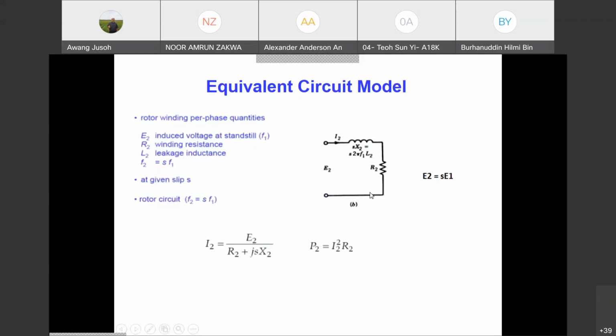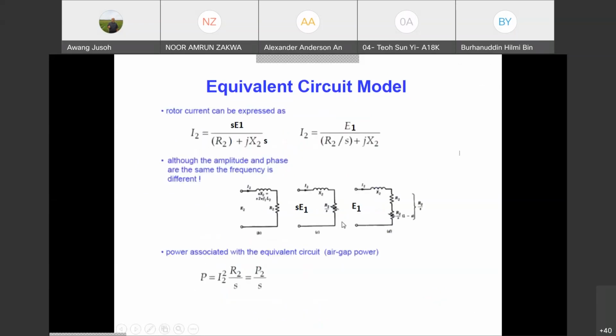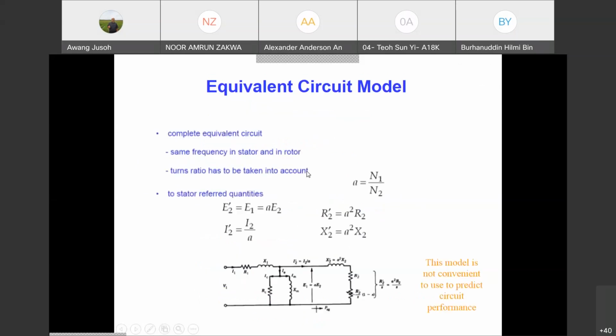This one we did not touch in our last lecture. So I just show only the equation for the primary: the primary voltage V1 equals R1 I1 plus jX1 I1 plus the back EMF. And this is the rotor equation. As done before in the last lecture, I just show it only here, and some slides need to be skipped.